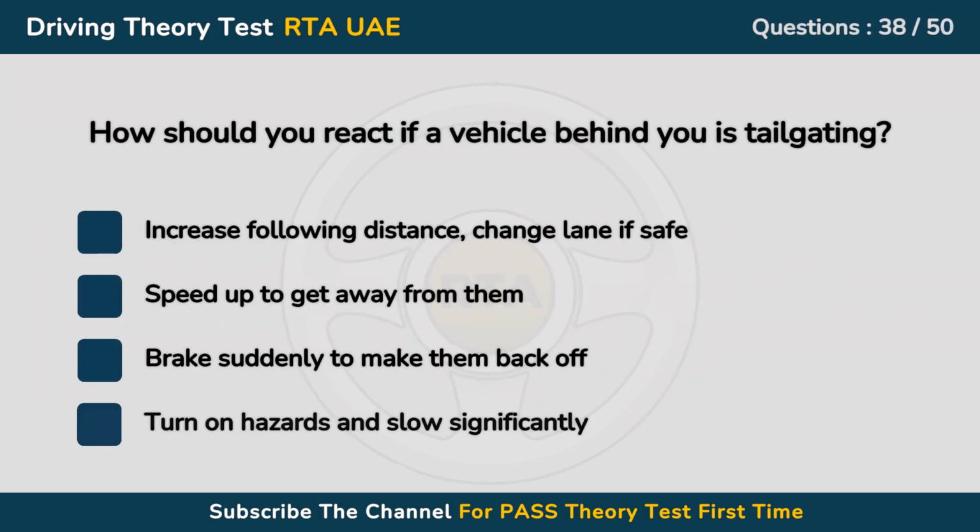Question 38. How should you react if a vehicle behind you is tailgating? A. Increase following distance, change lane if safe. B. Speed up to get away from them. C. Brake suddenly to make them back off. D. Turn on hazards and slow significantly.